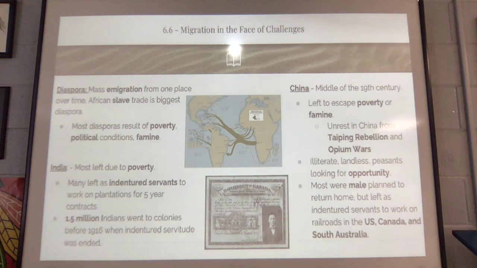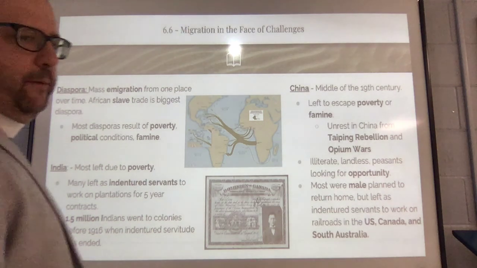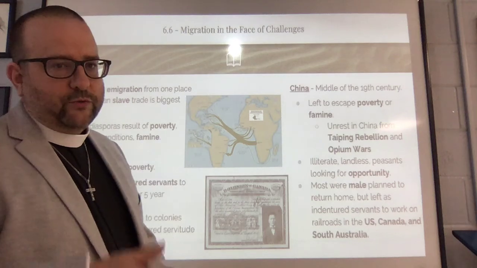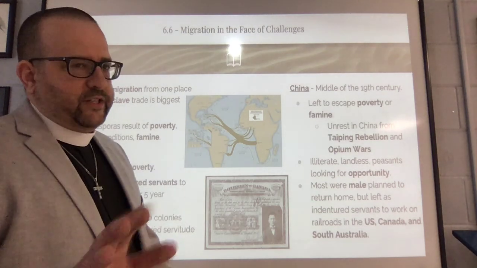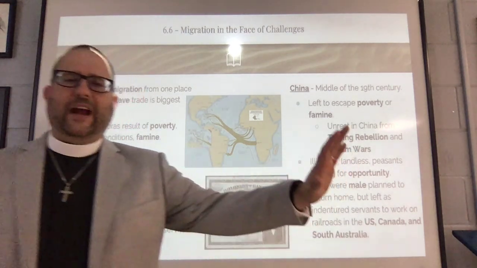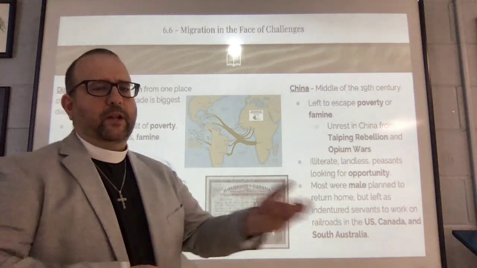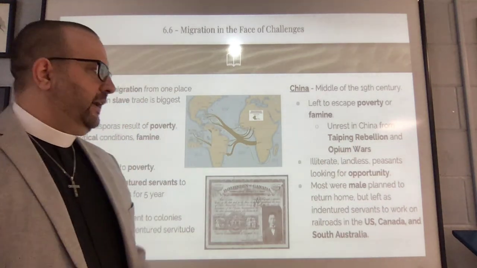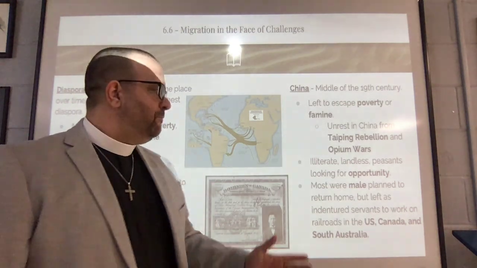China, as you can see there on the right side of your screen, this took place in the middle of the 19th century. People left to escape poverty and famine. The unrest in China from the Taiping Rebellion and the Opium Wars, which we covered, is one reason to leave. That is called a push factor. A pull factor is something that brings you into a place. A push factor is something that pushes you out of a place. In this case, these are push factors.